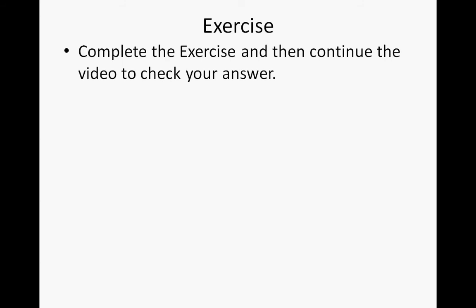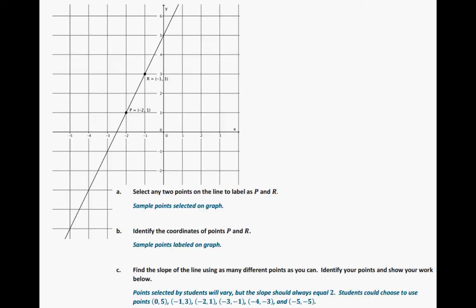All right, you should be done with the exercise. So for part A, select any 2 points on the line and label them as P and R. Well, they've decided on these 2 points. You could have picked several different points to choose from, and some sample points have been labeled on the graph. And then it asks to find the slope of this line using as many different points as you can, identify the points, and show your work. So obviously yours will vary, but the slope should always be 2.